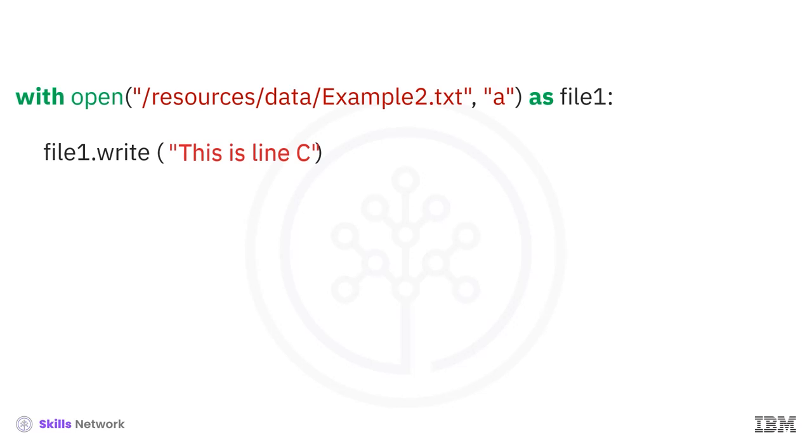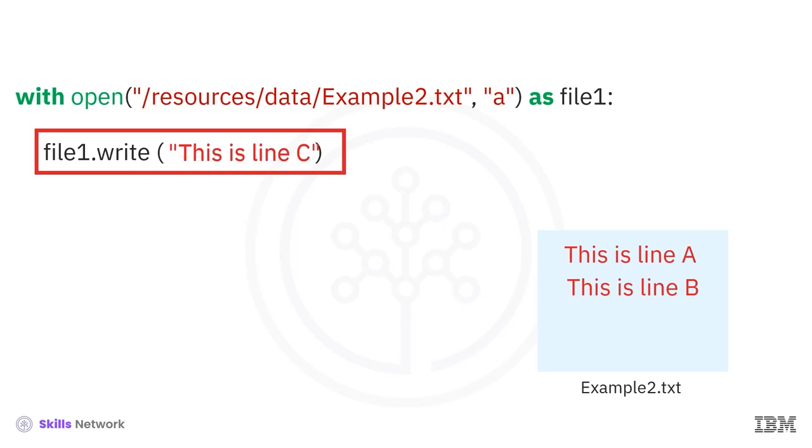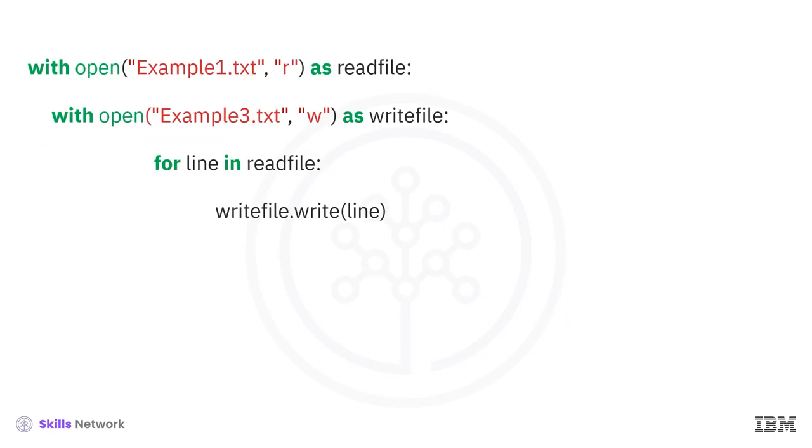We can set the mode to append using a lowercase a. This will not create a new file, but just use the existing file. If we call the method write, it will just write to the existing file, then add, "This is line C," then close the file.